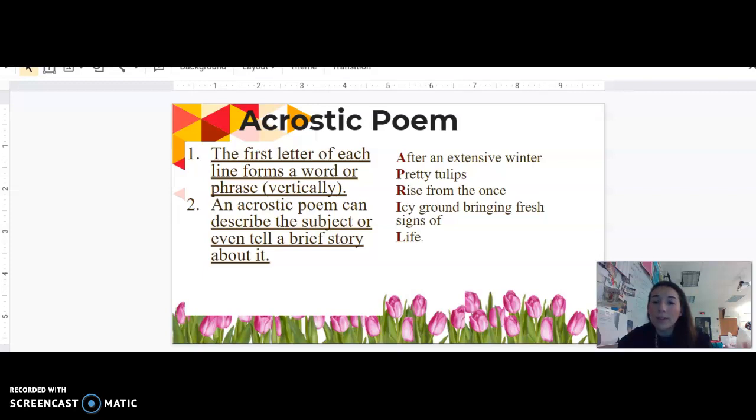So this acrostic poem on the screen is for April. It's after an extensive winter. Pretty tulips rise from the once icy ground, bringing fresh signs of life. So it spells out April. In your notes, I'd like you to go ahead and practice doing an acrostic poem.